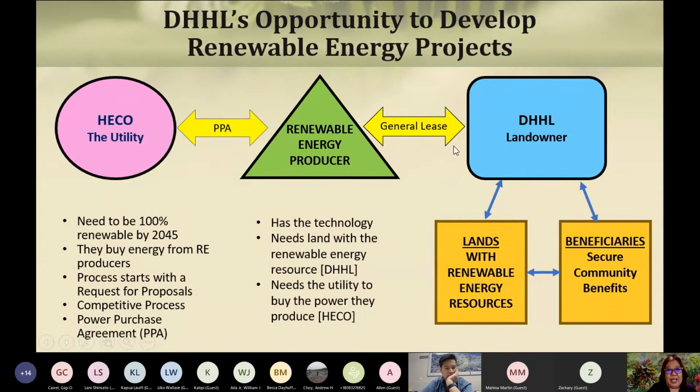What we are looking at is to have a general lease agreement with the renewable energy producer. Okay, so we don't have a direct relationship with Hawaiian Electric, but our relationship is with the renewable energy producer. And so that's basically our roles and functions and how things work when we're looking at renewable energy with 3 different entities.